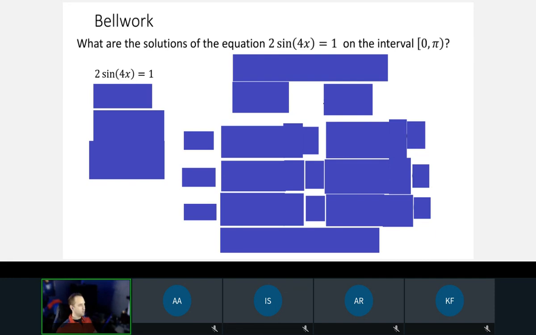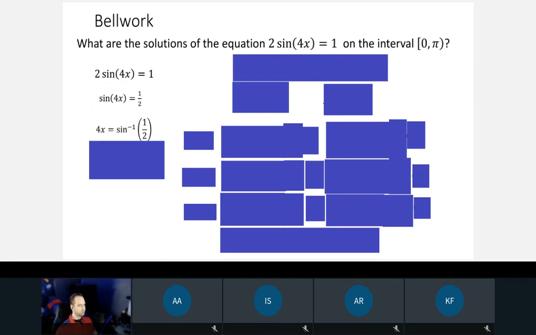Right. So first thing we got to do is pretty much just solve. So what do we do first? Divide by 2. Yep. Right. Now what do we do? Yep. Arc sine both sides. Okay. Now what? Now remember, Antonio, we can't divide by 4 yet.